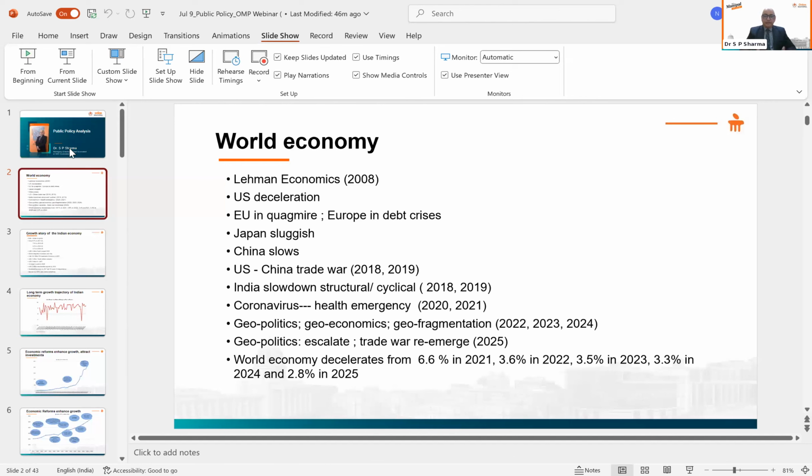And before we recovered from that pandemic, the geopolitical developments happened, from the US and Russia, Ukraine, to Israel and Iran, Israel and Gaza, Israel and Lebanon. So all these things are happening in the world economy during the last 16, 17 years. And the effect of all these developments is on the world economic growth rate, that we achieved 6.6% in 2021.